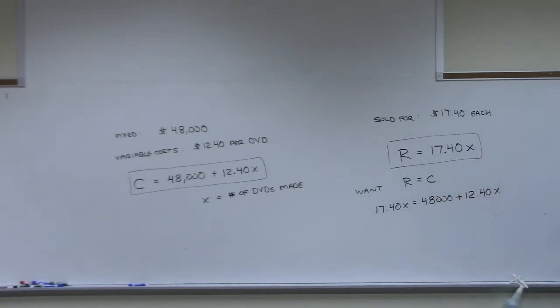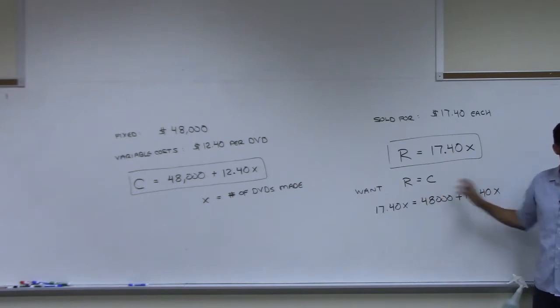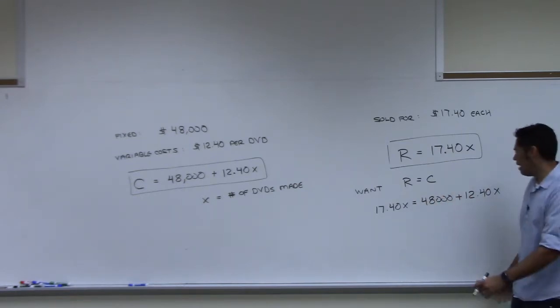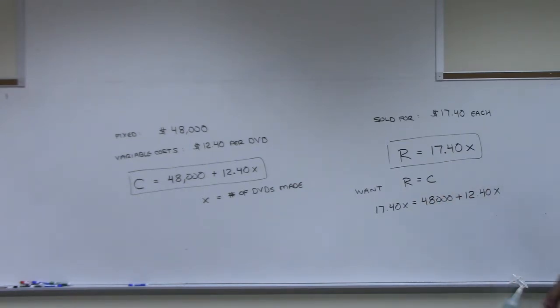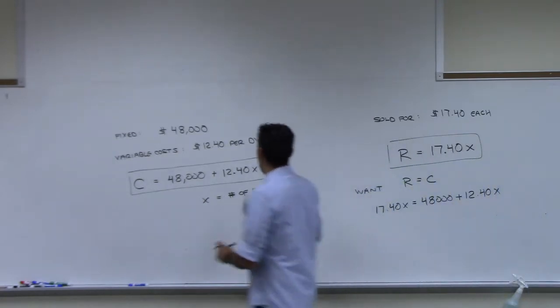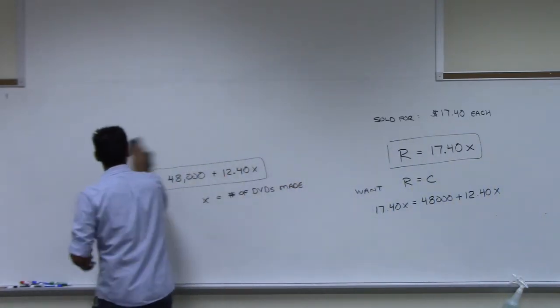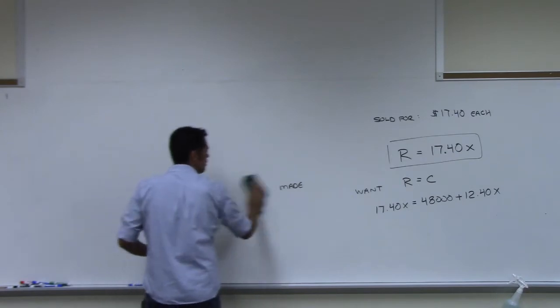And then I solve this linear equation, right? This is a linear equation in one variable. So I'm going to isolate x. So I'm going to move things around and divide through. So let's go ahead and do that. What do we do first? Subtract 1240 on both sides. So what happens if you subtract 1240 on both sides?